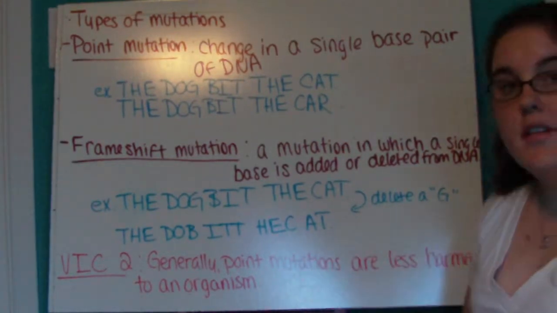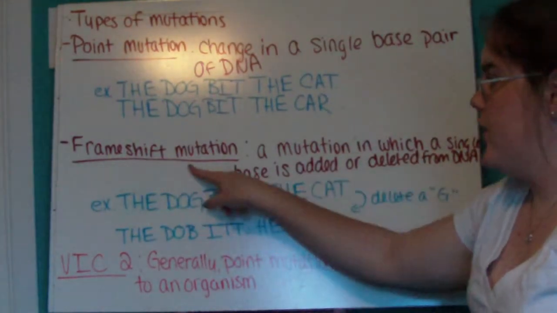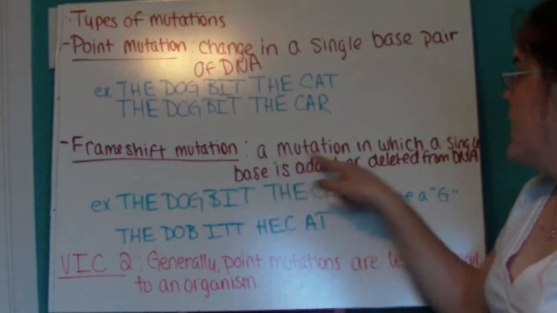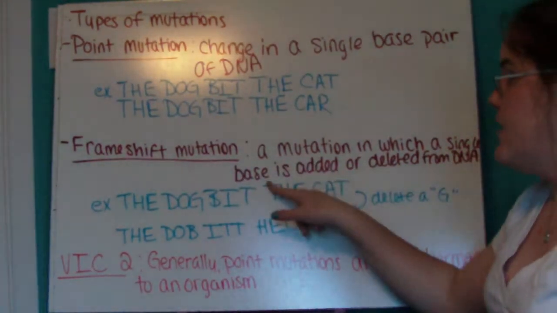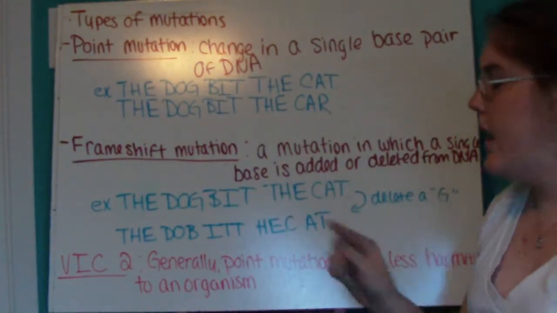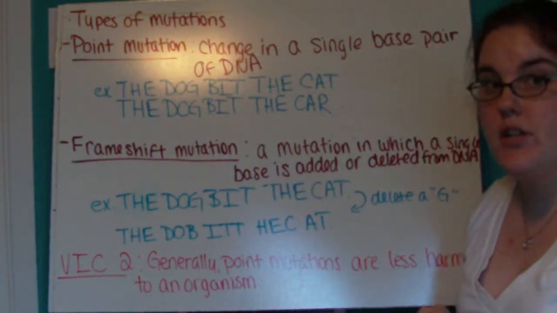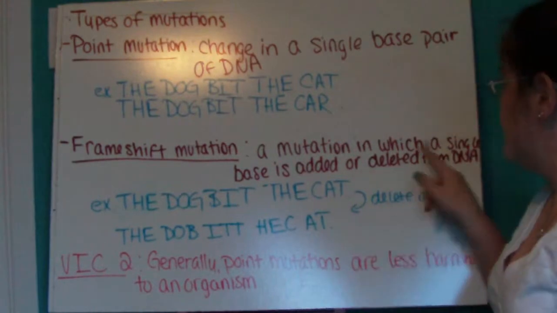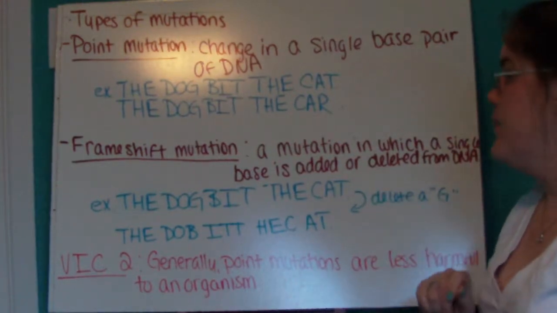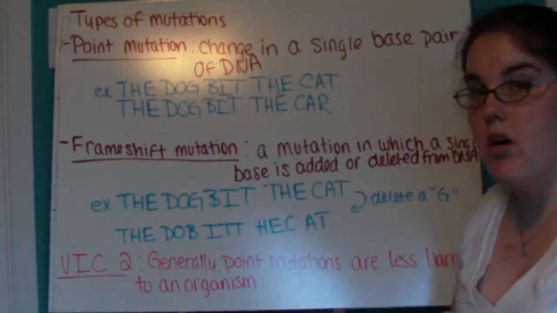Now, the next type of mutation is going to be our frameshift mutation. This is a mutation in which a single base, so only one, is added or deleted from DNA. So in this situation, you can have one base that is being added or deleted. Now, this one tends to be more harmful.